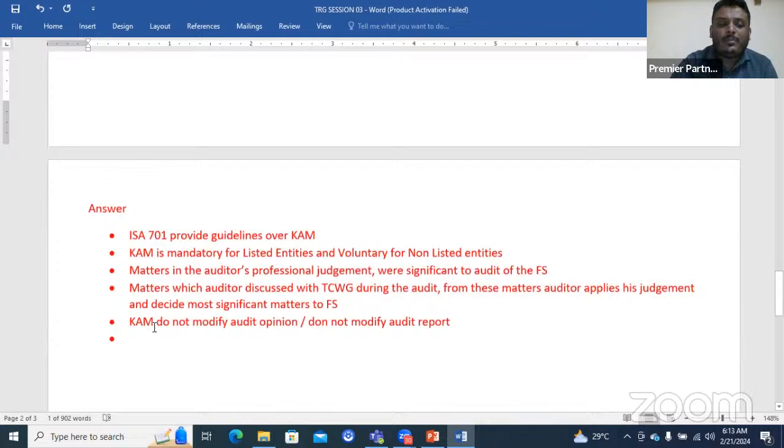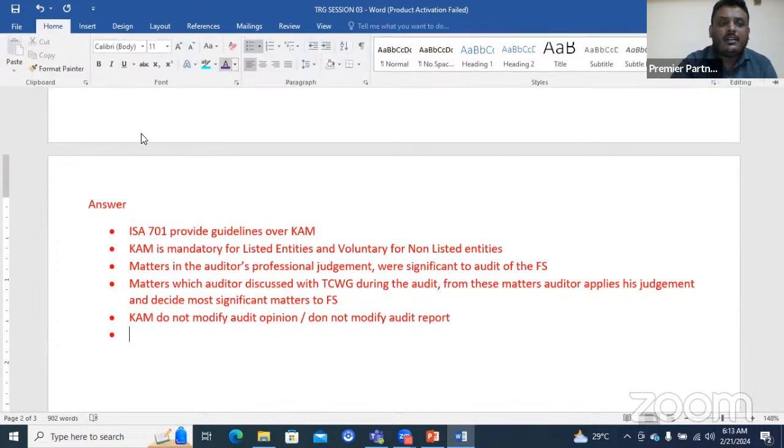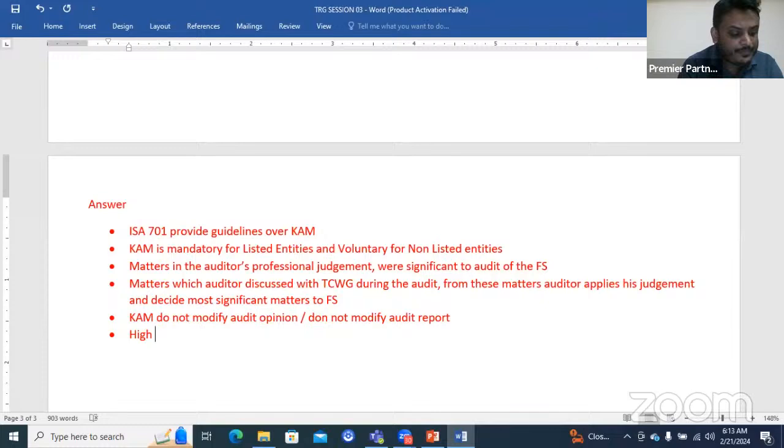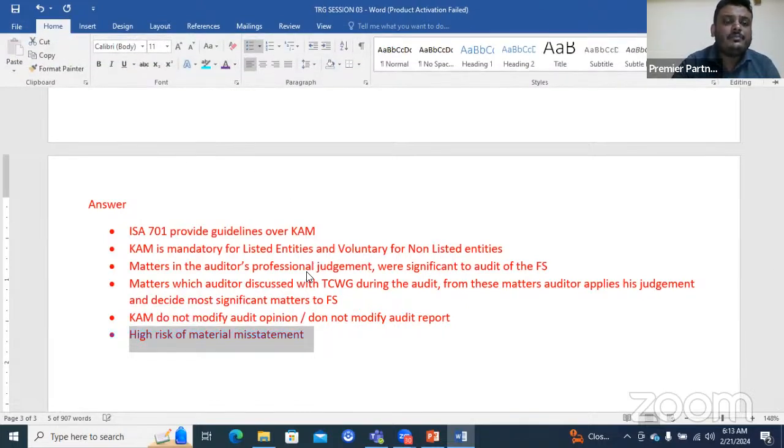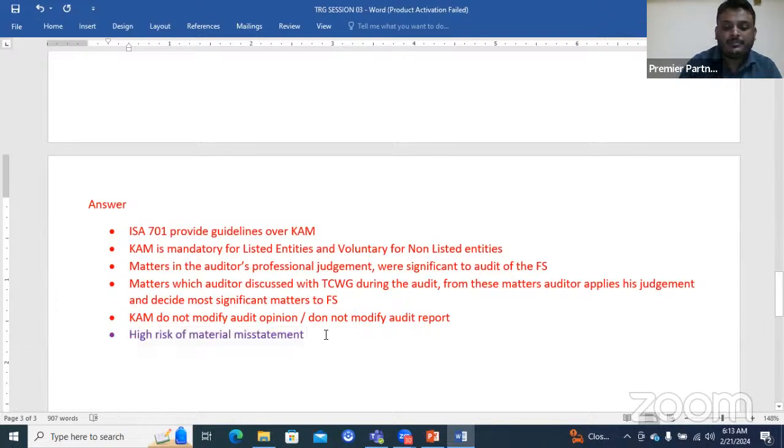So let's see what we are going to communicate. I'm going to type in a separate color. First, high risk of material misstatement, that we communicate. For example, judgmental misstatement. In audit risk, you might have studied that most of the judgmental areas are high risk areas. So judgmental misstatement, high risk, is included in the key audit matters.